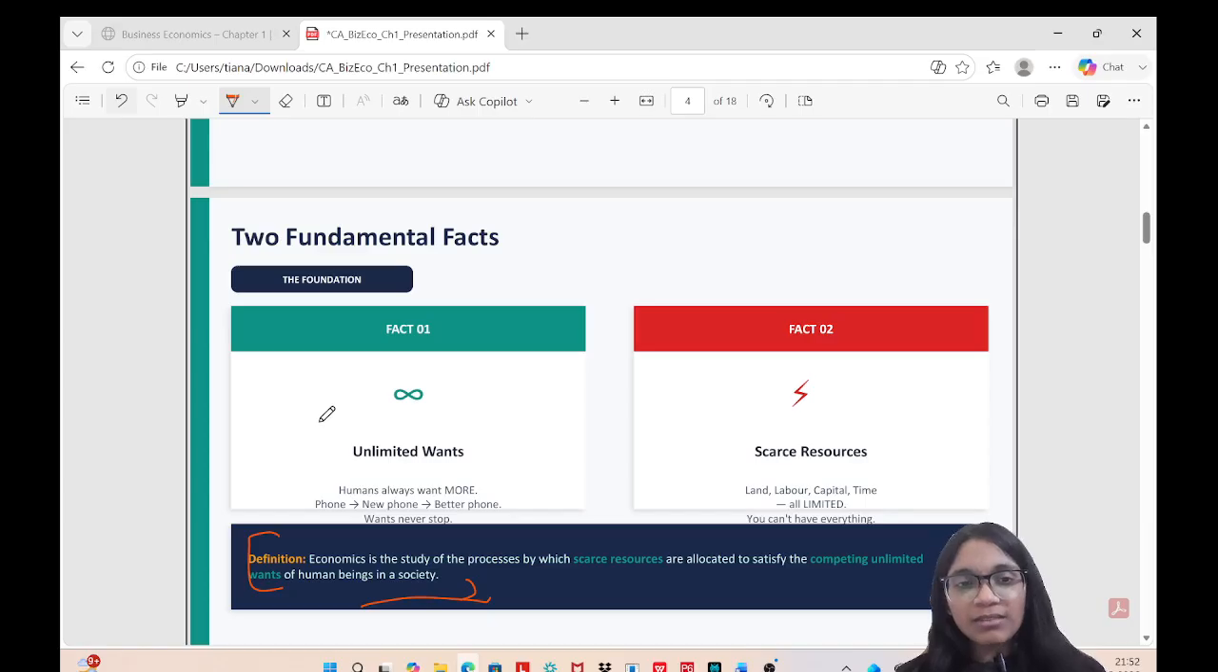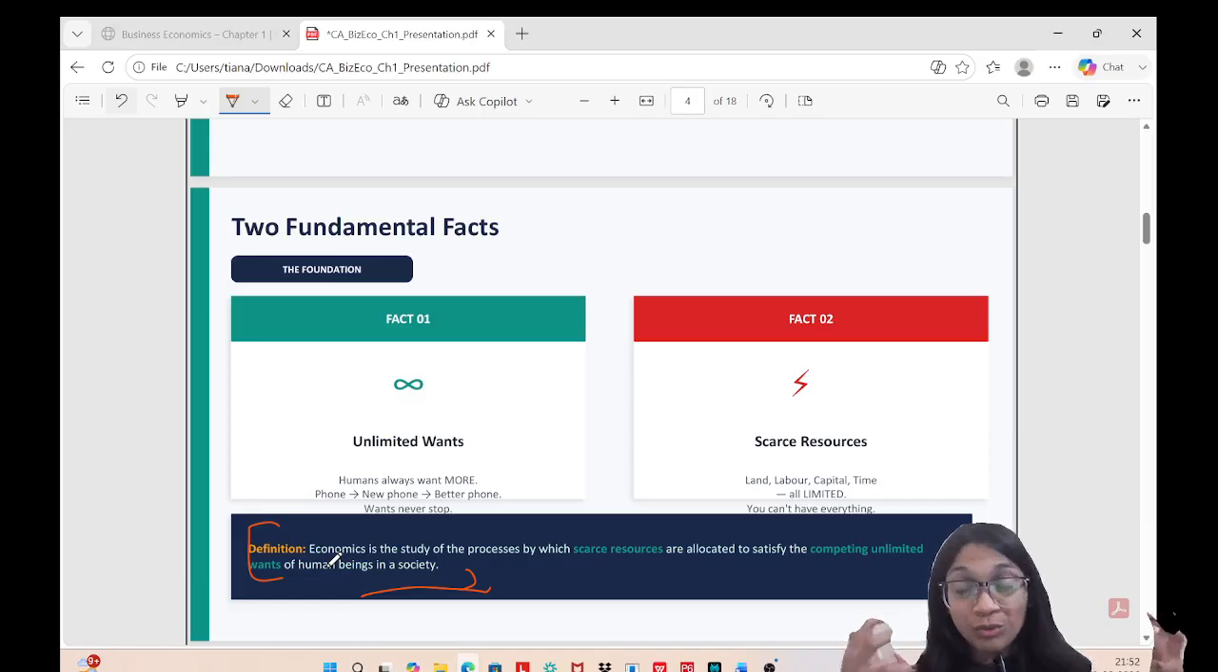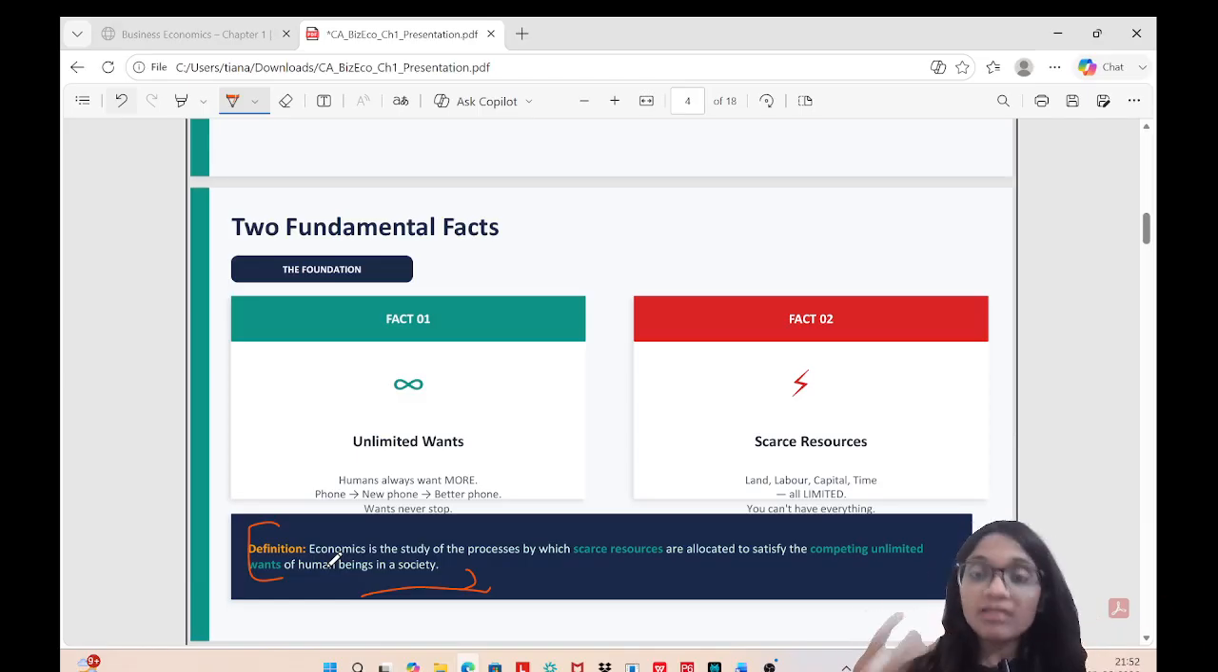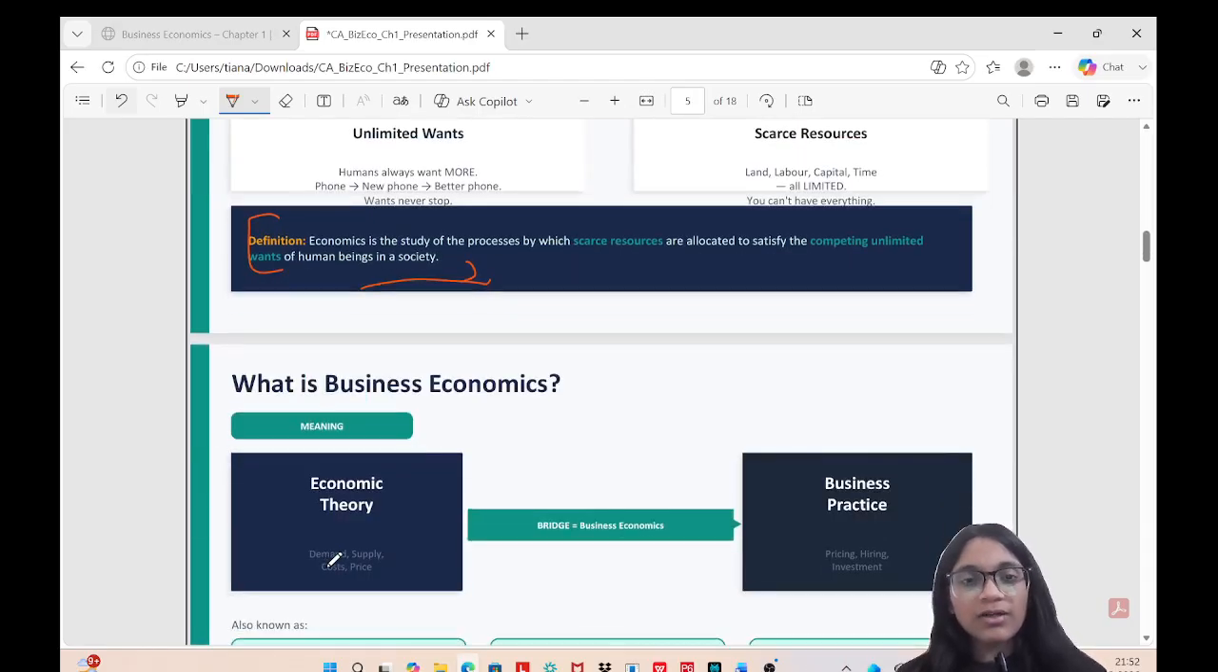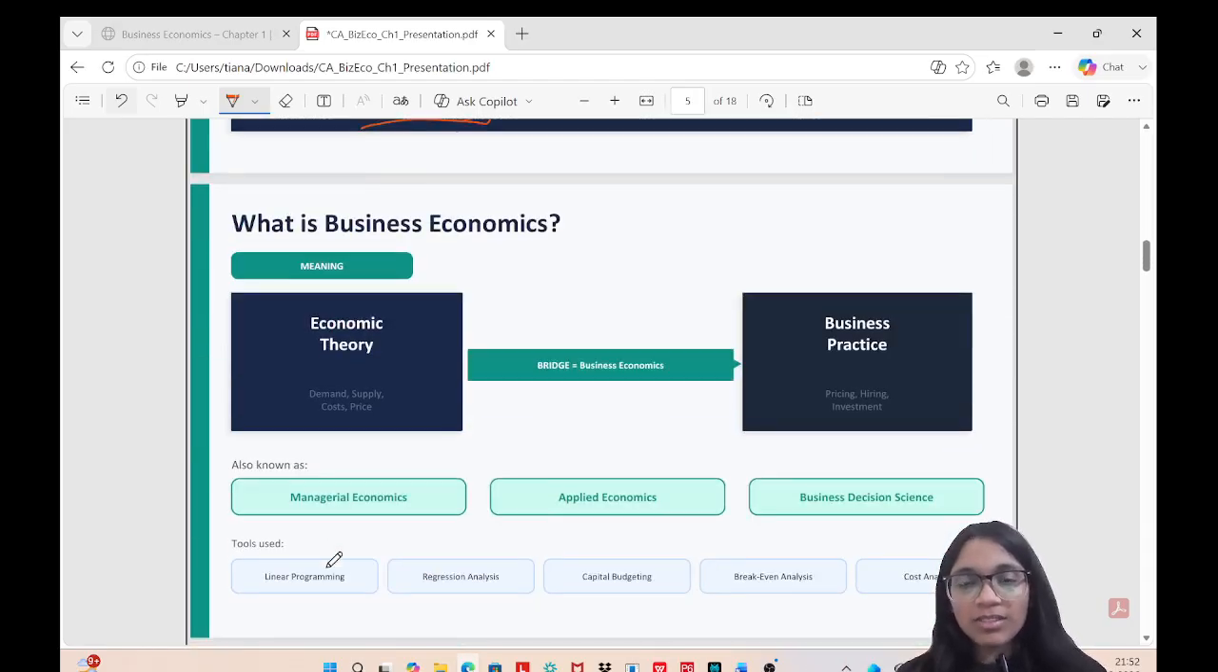Then two fundamental facts that all of us know. Wants are unlimited and resources are scarce. Definition is clear cut: how do you use those scarce resources to satisfy your unlimited wants? That is nothing but economics. Got it? And what is business economics? How do you solve your business problems?